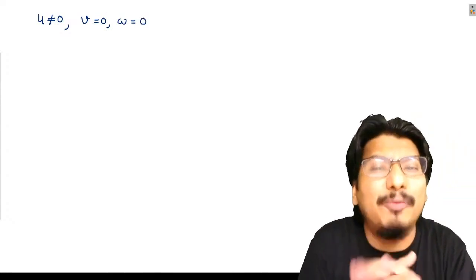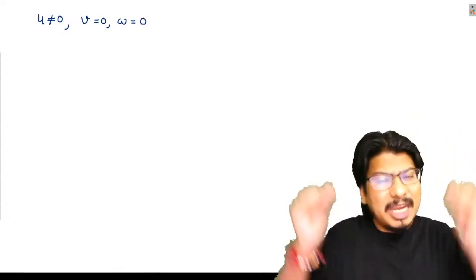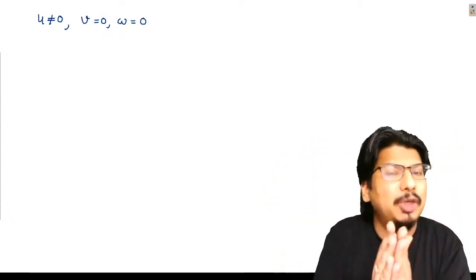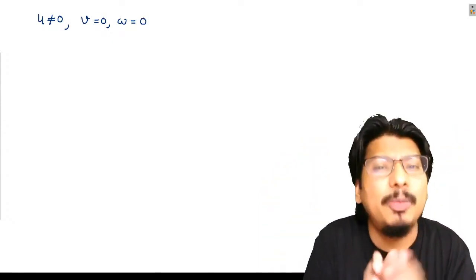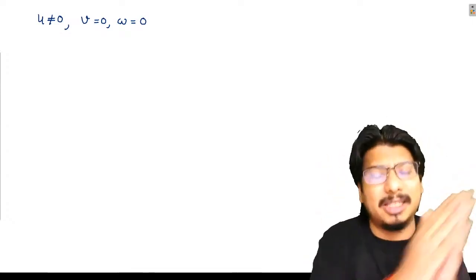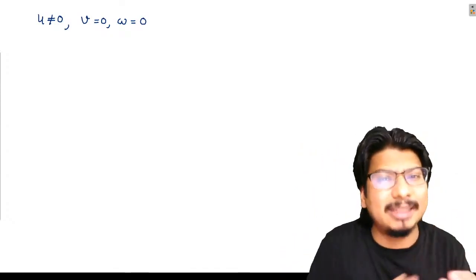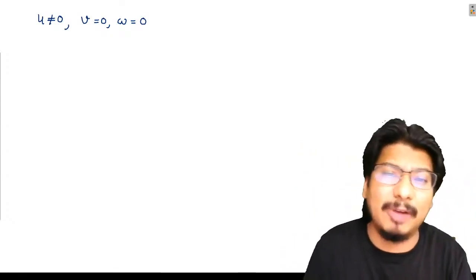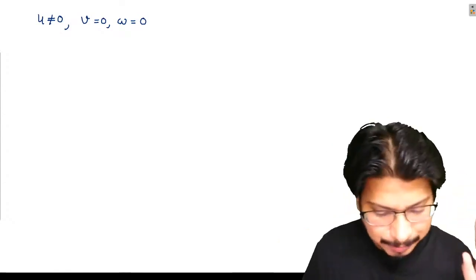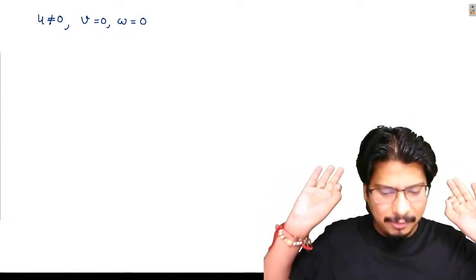If I am having fully developed flow in the fully developed region, then u won't be 0. Why? Because I'm assuming the flow is taking place in the x direction. If the flow is taking place in the x direction, I will have velocity in that direction, but in the other directions I will not have any velocity. Excellent, very good my friends.